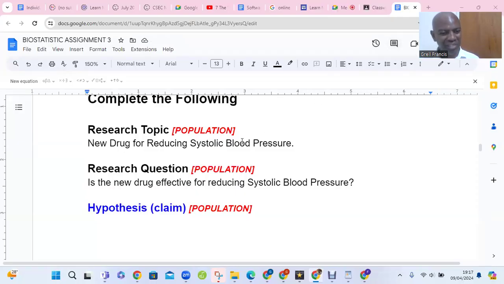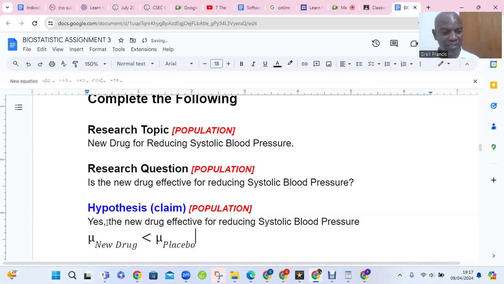As we know, every research question requires an answer, and an answer without empirical data is called a hypothesis, which is a claim made about the population. In fact, the research topic, the research question, and the hypothesis are all directed towards the population. So we can have as our claim a response to the research question. The research question is asking, is the new drug effective? So the claim is saying, yes, the new drug is effective for reducing systolic blood pressure.